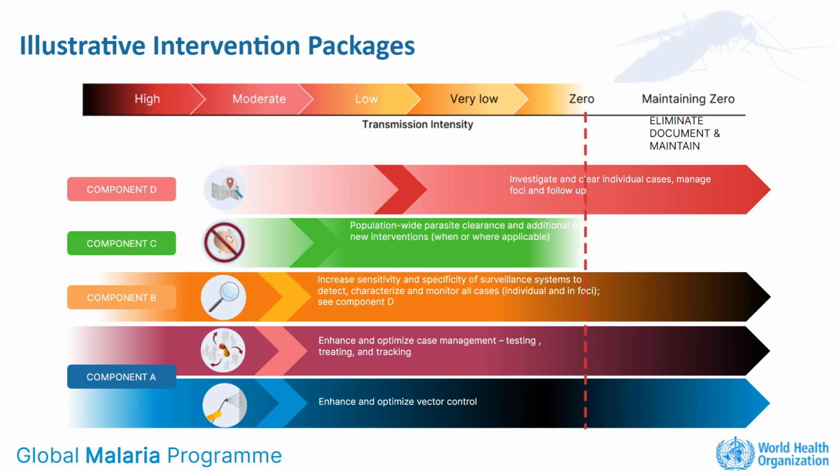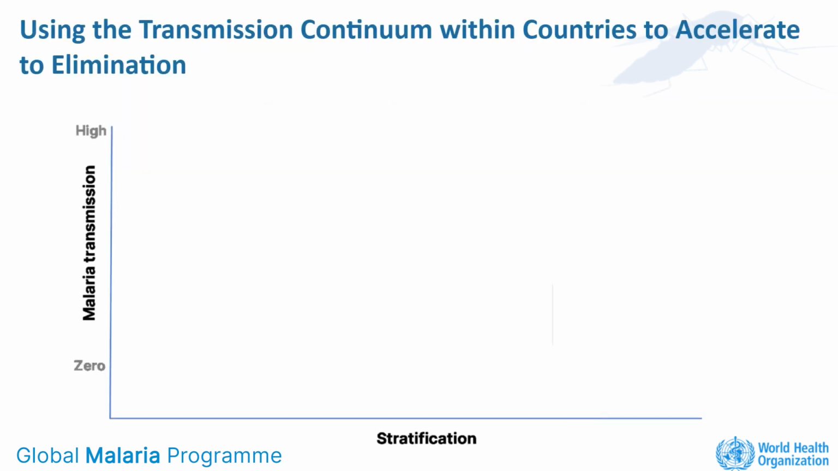When an area's case load is low enough, programs are encouraged to begin case-based surveillance, case investigations, and foci investigations to follow up on every case and prevent onward transmission. The process of stratification captures the variability in malaria transmission across a country and enables interventions to be tailored to the conditions in specific subnational areas.